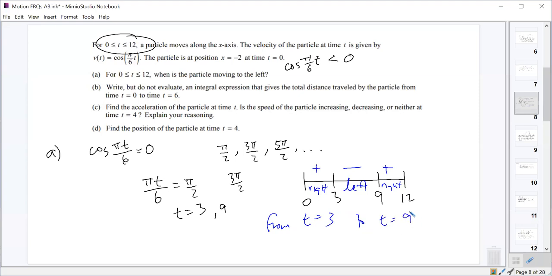Everybody good there? People in the Zoom, are you good with that? Question, right? Yep, that's fine. You can write it as an inequality. You can write it in interval notation. You can write it out in words. Any of those are fine. Any other questions on that?